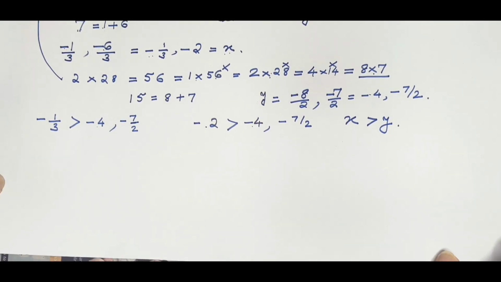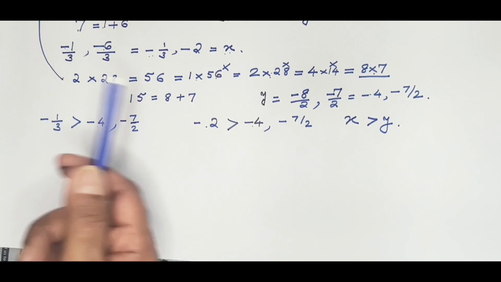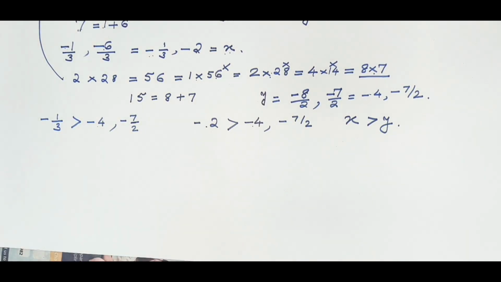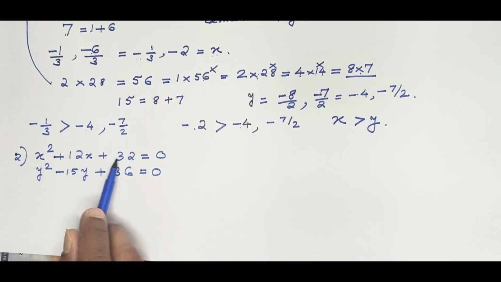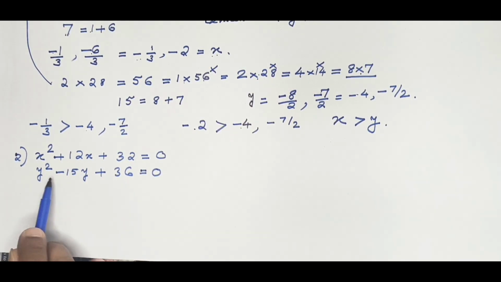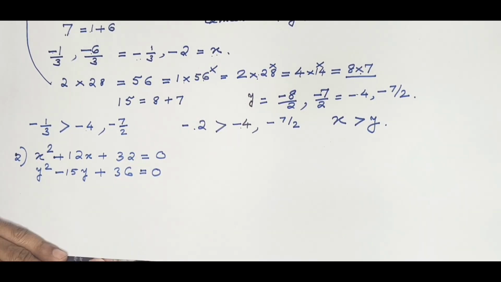Let's look at the next example. If you're not so clear about all the steps done in this problem, hopefully you will get it clear in the next example. The second example is this: x squared plus 12x plus 32 equals 0. y squared minus 15y plus 36 equals 0.